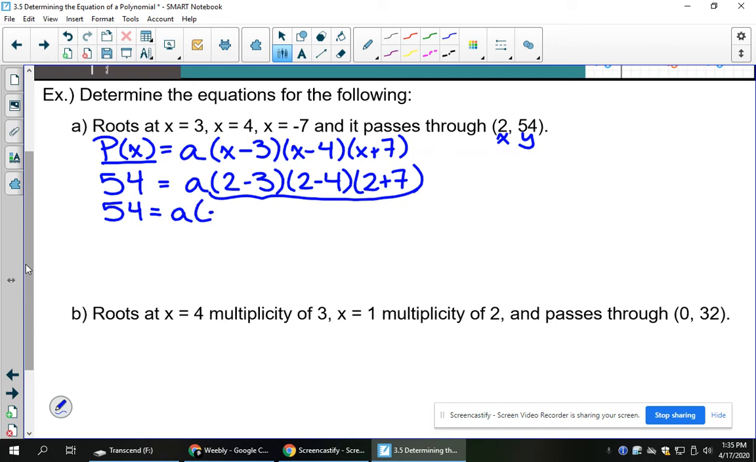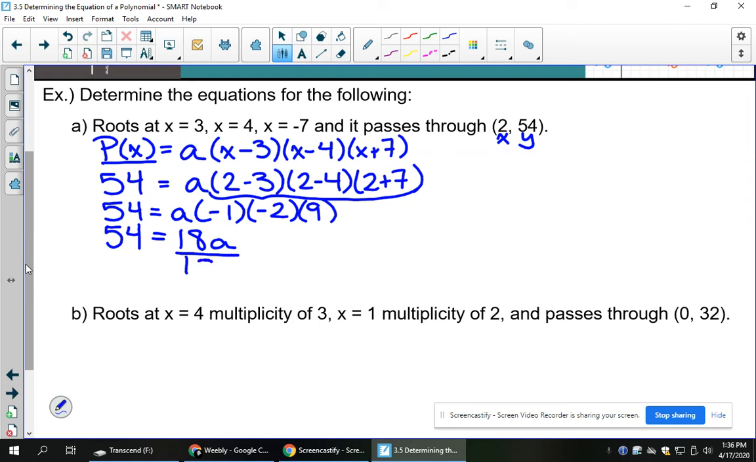So 2 minus 3 is -1, 2 minus 4 is -2, and 2 plus 7 is 9. Now multiply these in your head if you can. What's -1 times -2? +2. +2 times 9, 18. Write the 18 in front of the a so it looks familiar to you, so that it doesn't look like a times 18, which is bizarre.